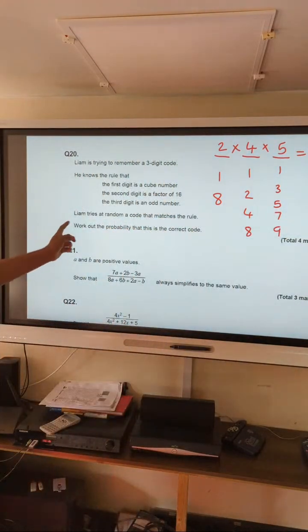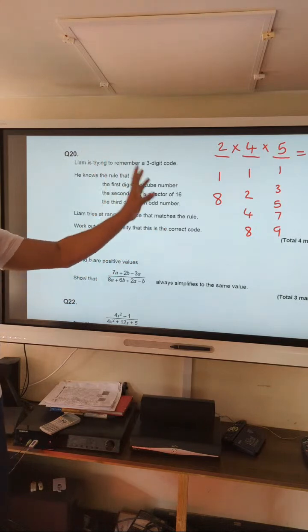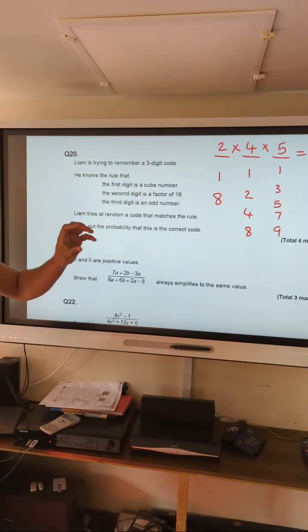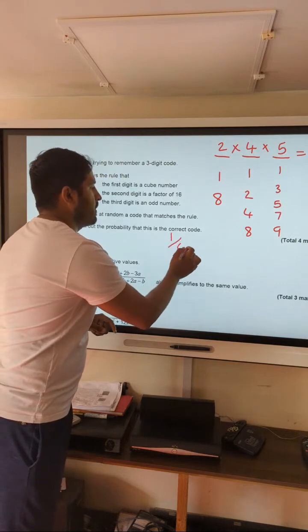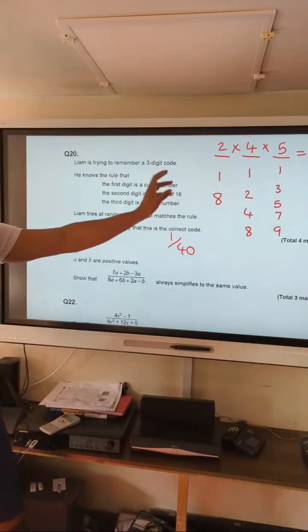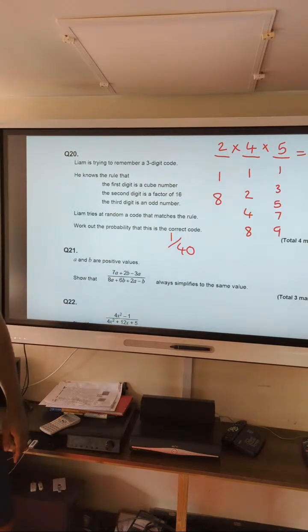And if he tries one of those combinations, work out the probability that this is the correct code. So one of those is going to be the correct code. So the probability that he gets the correct code is 1 out of 40. As long as he tries one of those, the probability that he gets it correct is 1 out of 40.